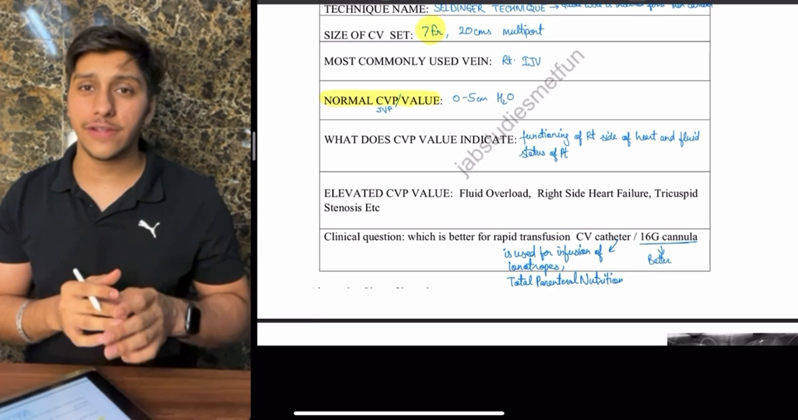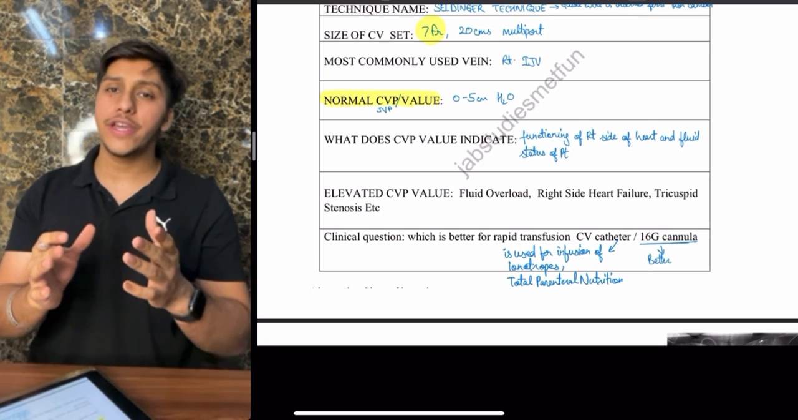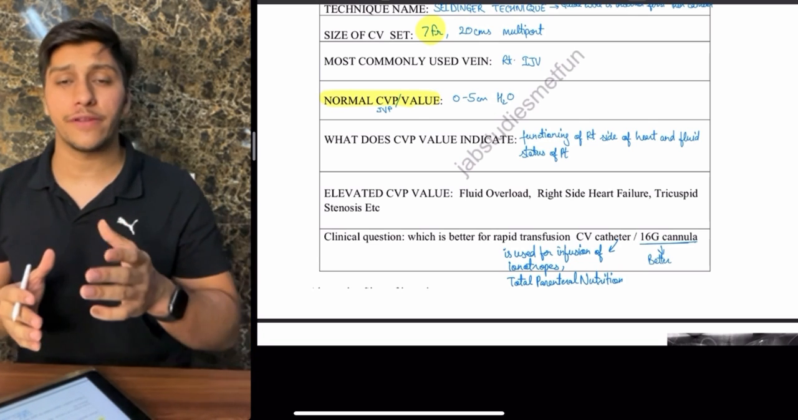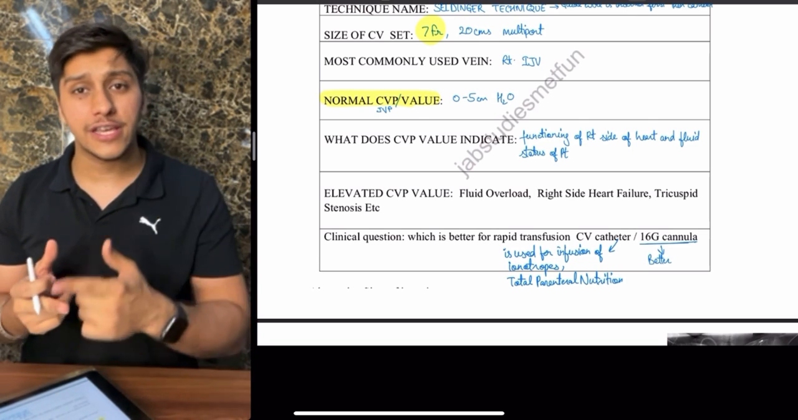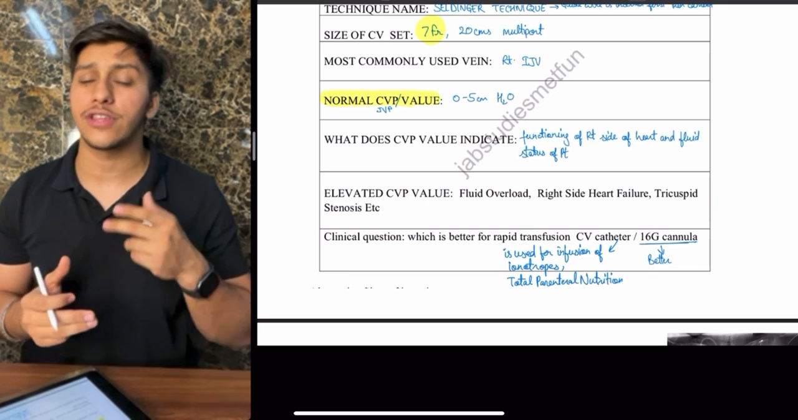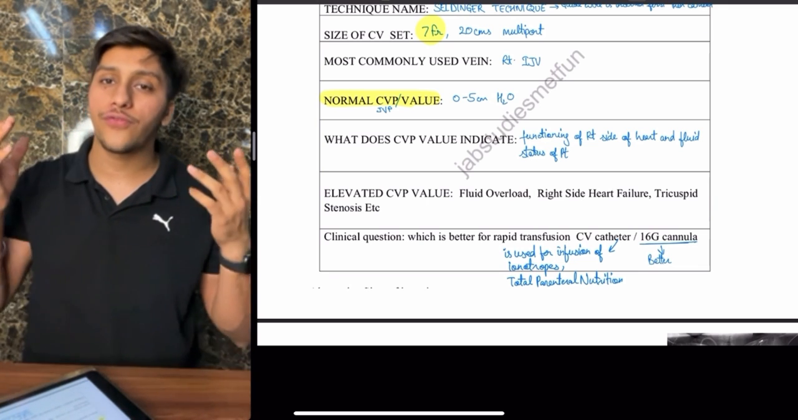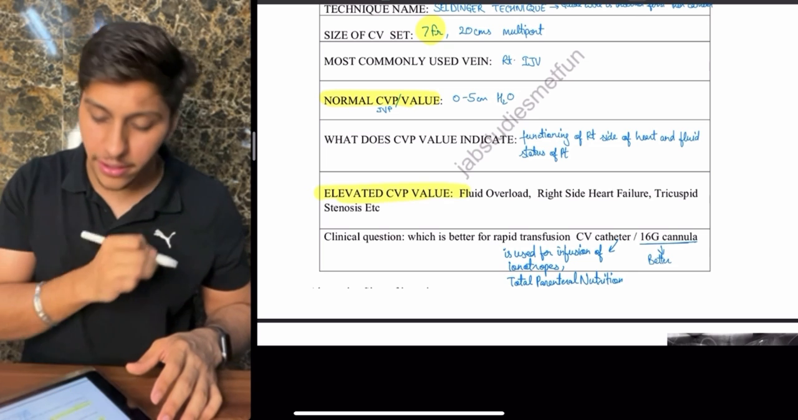What are the conditions in which you will see a raised JVP? Any issue with respect to the right side of the heart, for example, if there is right side heart failure, if there is tricuspid stenosis, if there is pulmonic stenosis, if there is pulmonary artery hypertension, or if there is fluid overload, you will see conditions like raised JVP.